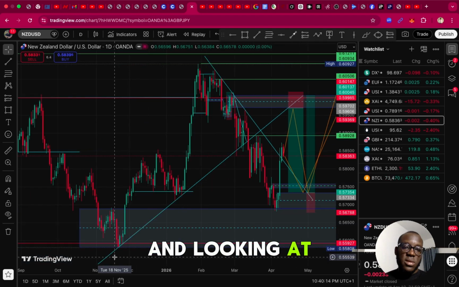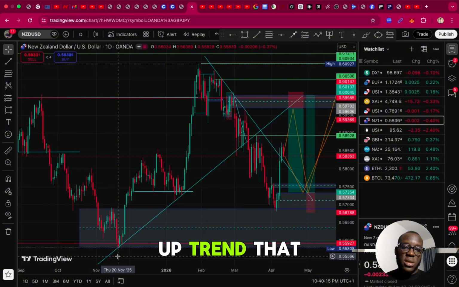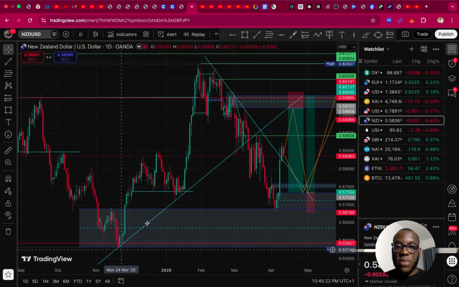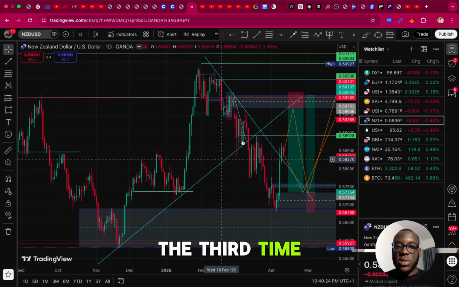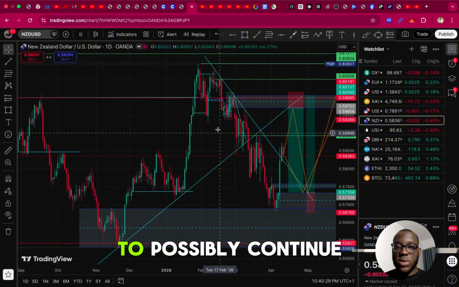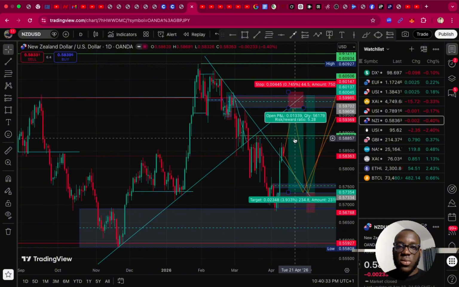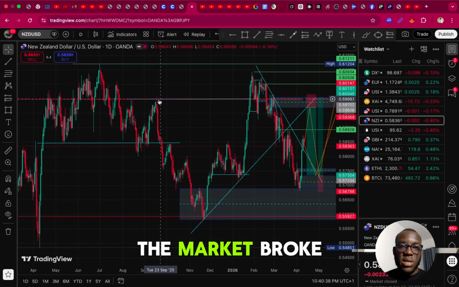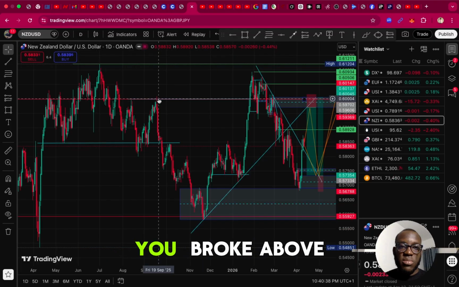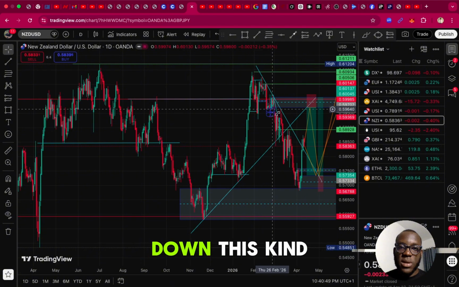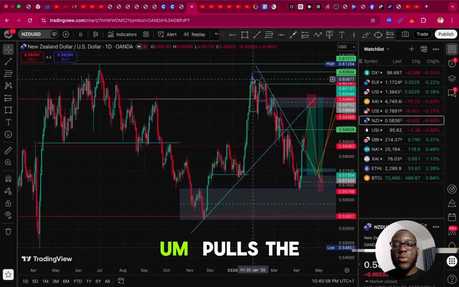And looking at this, there is an uptrend that has been holding since November last year. It was tested a second time, a third time, we broke it and came back. We expected it to possibly continue the uptrend, because the overall trend is that the market broke above here. It broke above here. There's a correction, and whenever a correction like this happens, slowly up and down, this is the kind of trend that actually pulls the market.